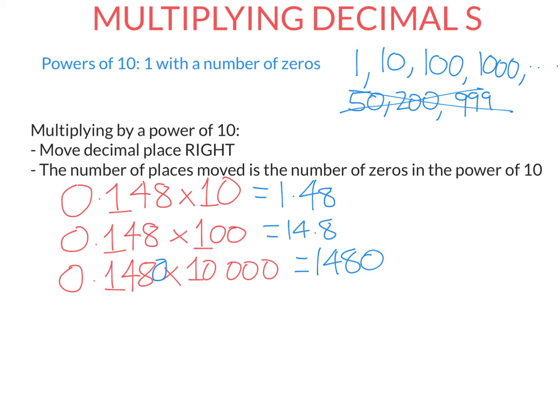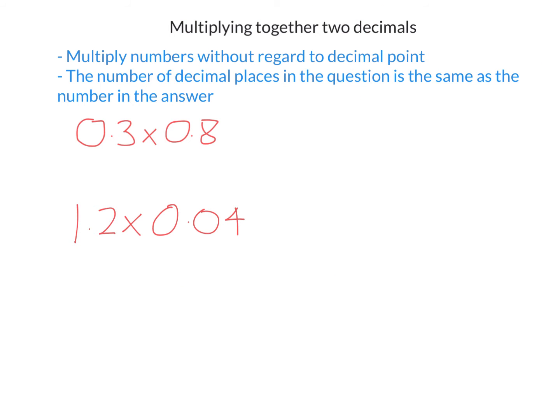All right, let's now look at multiplying two decimals together. So when multiplying together two decimals, you firstly just forget about the decimal point, and then you decide how many decimal places should be in your answer. So if I'm doing 0.3 times 0.8, I'm going to start by just doing 3 times 8. Forget about the decimal points. So 3 times 8 is 24. Now in the question, there were 2 digits after the decimal point. So my answer has to have 2 digits after the decimal point. So I'm going to put the decimal point here, and I can just put the 0 in front. 0.24 is my answer.